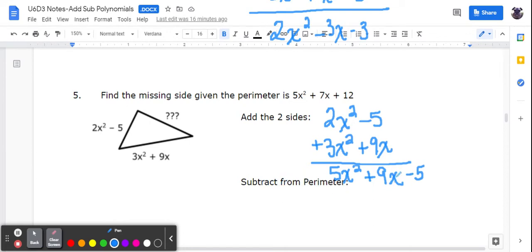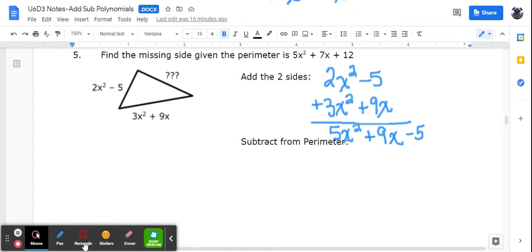Now what we're going to do is take these two sides that we added together and subtract it from the whole. So it needs to be the perimeter minus the sum of the two sides. Give myself some more room here. So we're going to take the perimeter of 5x squared. Let me come down here and write this.